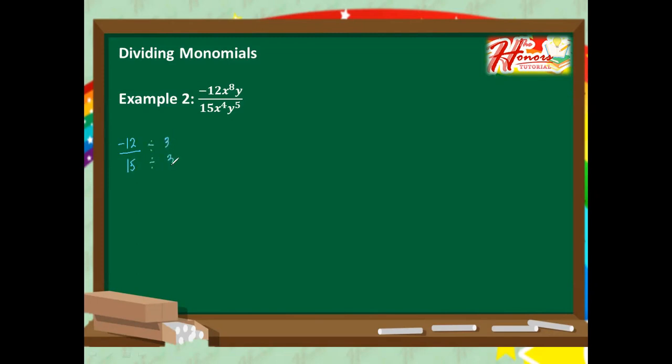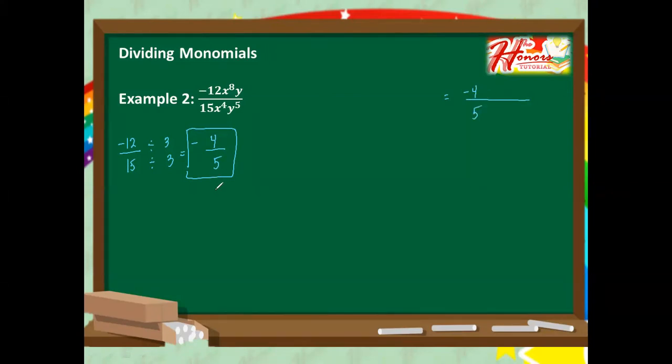Let's try it. Just copy the negative sign. So negative 12 divided by 3 is 4, and 15 divided by 3 is 5. So we have negative 4 over 5 as our numerical coefficient. Let's write it here. We have the fraction bar and then negative 4 over 5.